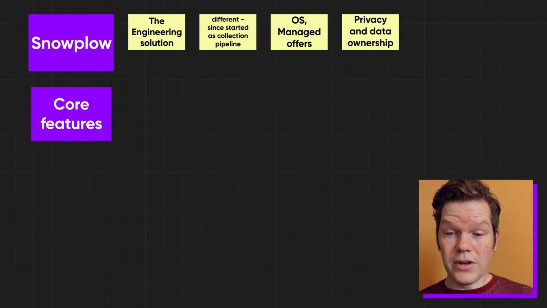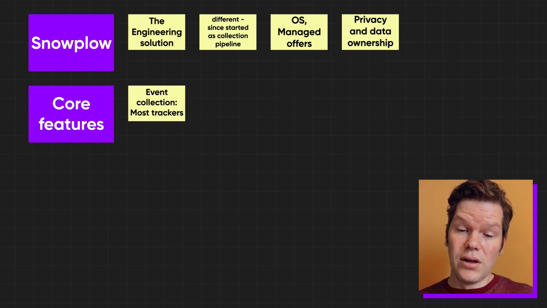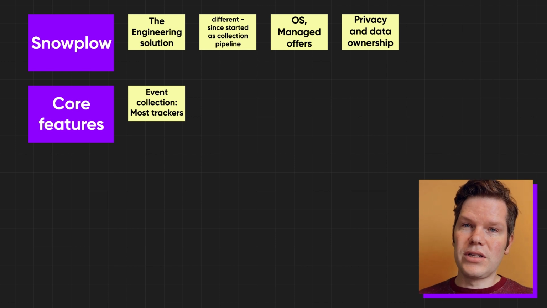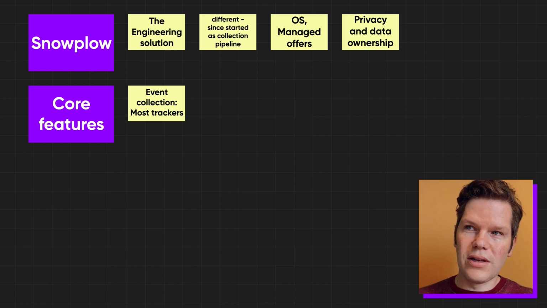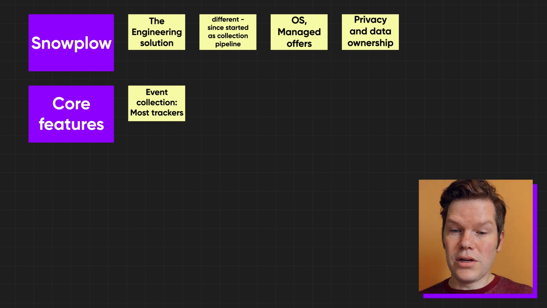Let's have a look at the core features. Core features, event collection. When it comes to tracking events, I would say Snowplow has most of the trackers or SDKs out there. I haven't counted them, but I guess there are one or two more than Segment is offering. And the quality is really top notch.